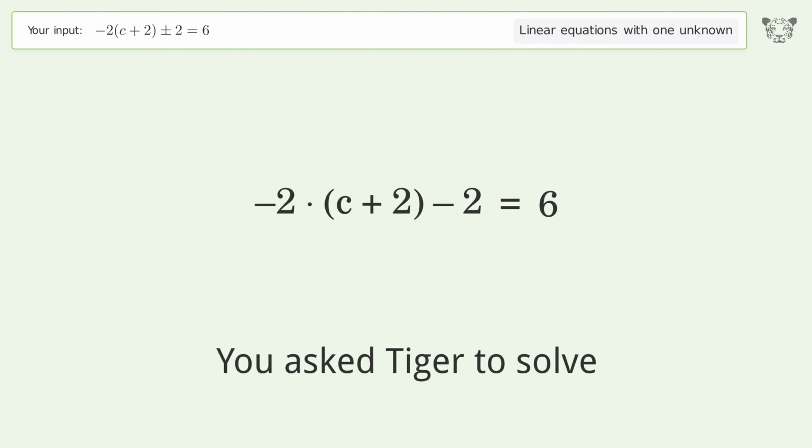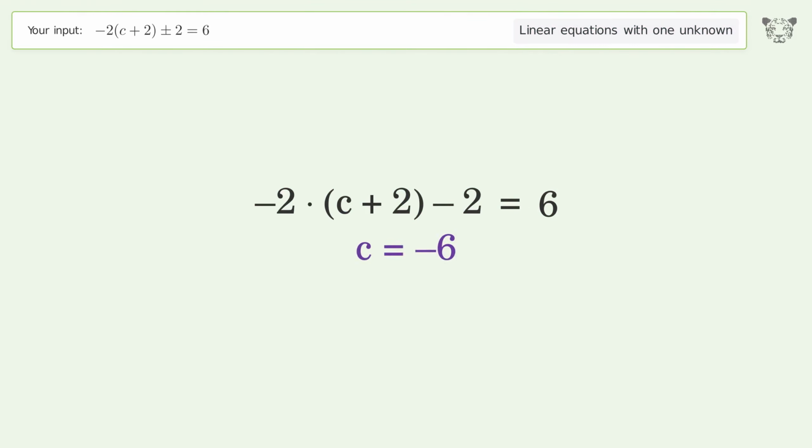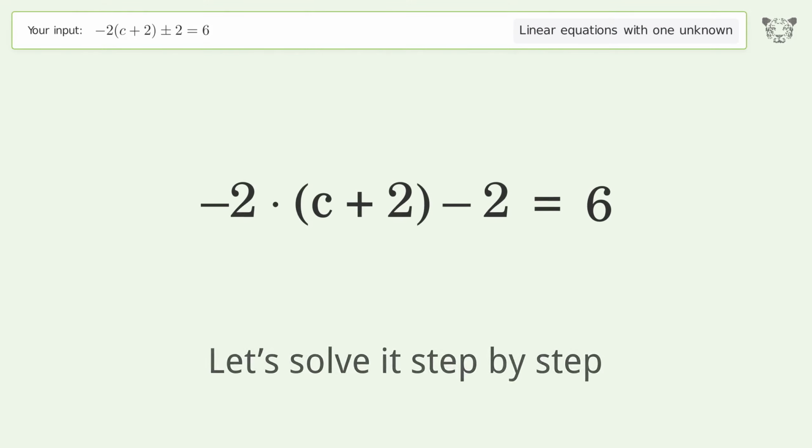You asked to solve this. It deals with linear equations with one unknown. The final result is c equals -6. Let's solve it step by step.